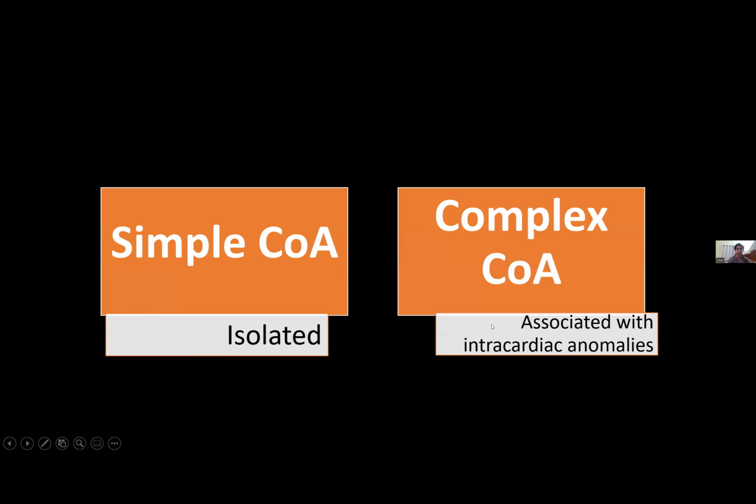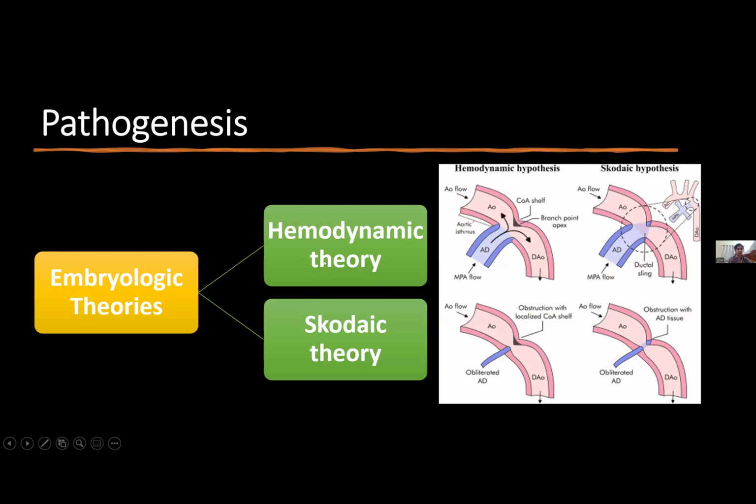It can be simple if it is isolated, and it can be complex when it is associated with other intracardiac anomalies. The two major theories involved in the development of coarctation of the aorta are the hemodynamic theory, which says that reduced fetal blood flow leads to underdevelopment of the aortic arch, resulting in coarctation. According to the Skoda hypothesis, the ectopic tissue of the ductus muscle will extend into the adjacent aortic wall, and following ductal closure after birth, the contraction of this tissue leads to narrowing of the aortic isthmus, predisposing to coarctation.